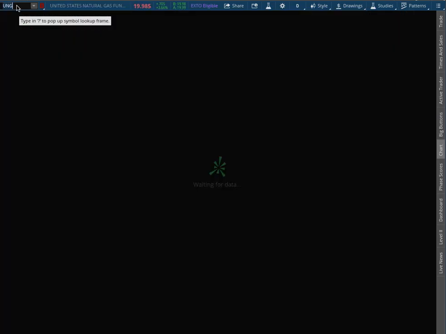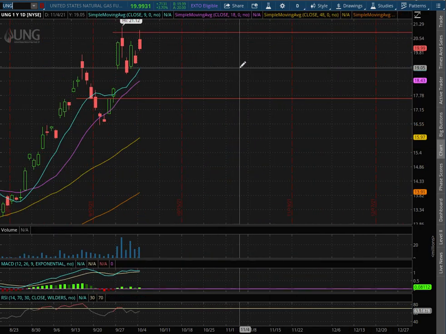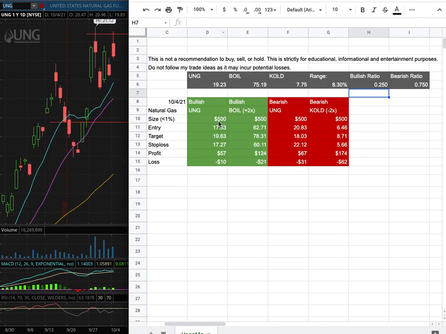As for the trade idea, I'll be trading UNG. My position size for it is less than 1% of my portfolio. My long entry is at $17.63, and that is this range there. My sell target is at $19.63. My stop loss is at $17.27.